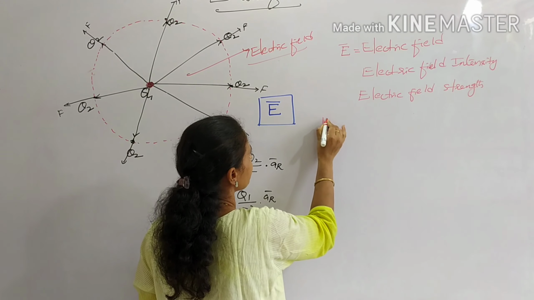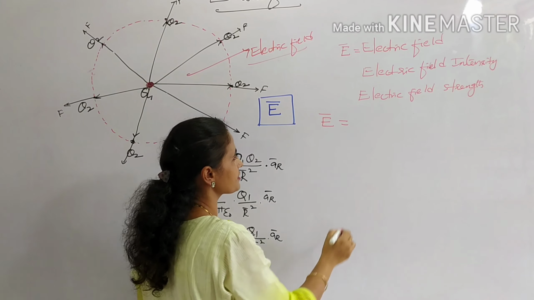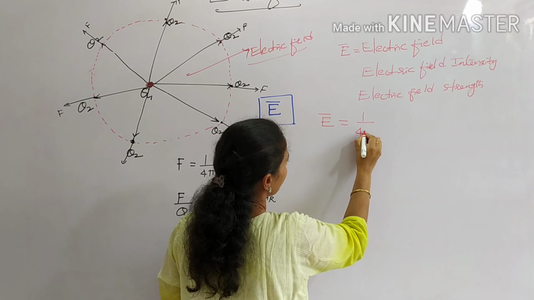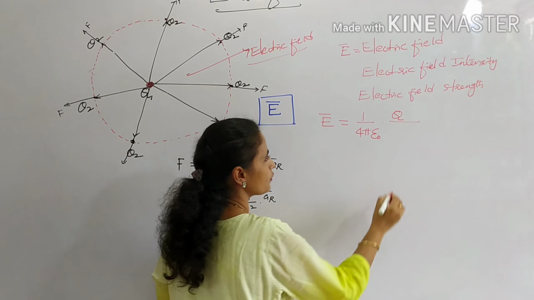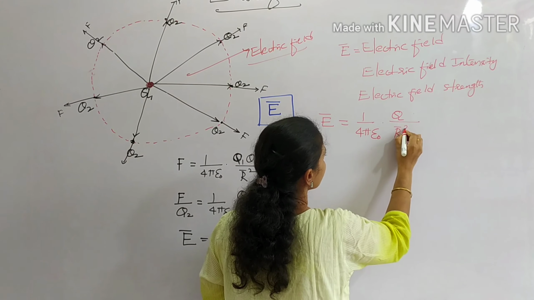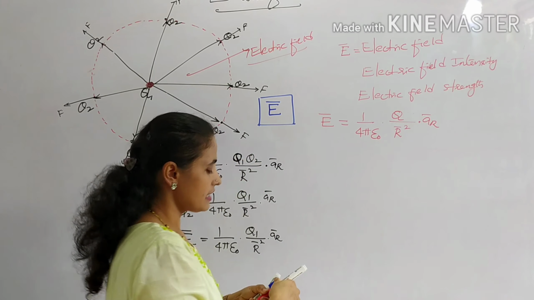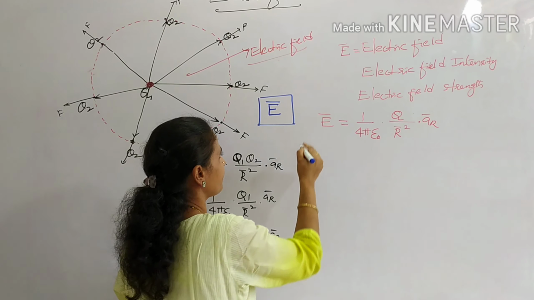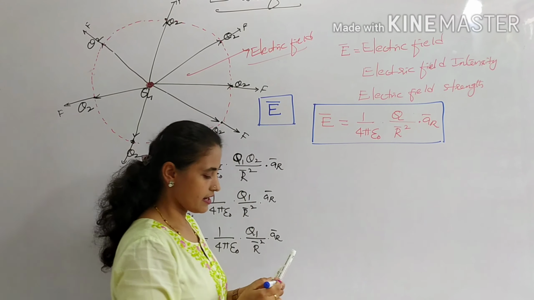So E bar, electric field intensity, electric field strength or electric field in general can be written as 1 by 4 pi epsilon naught, the charge Q by the distance R square, into the unit vector. This is the formula for the electric field. Now what will we do?